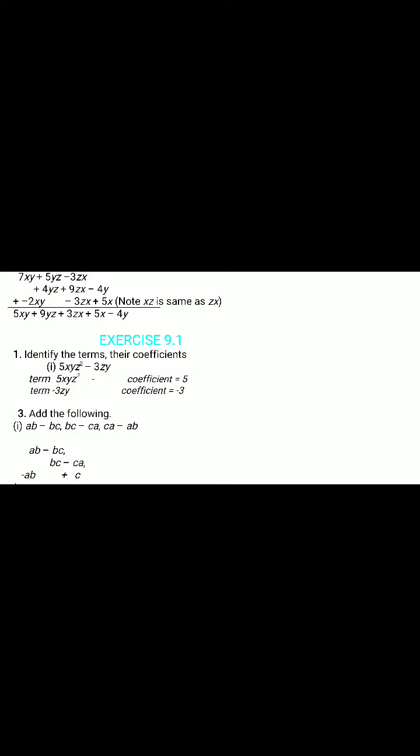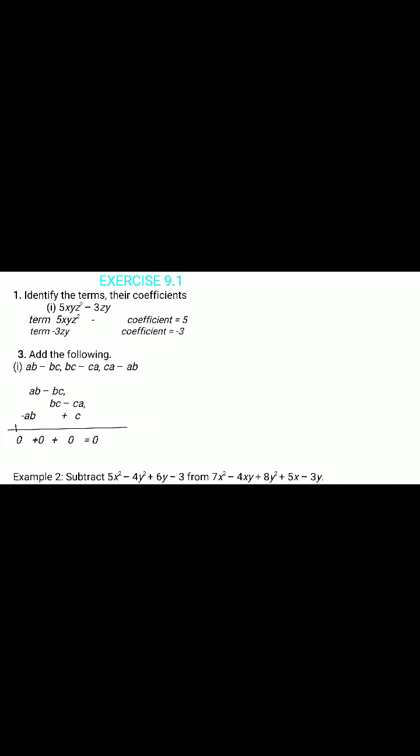Now there are a few questions from the exercise. Identify the terms and find their coefficients. 5xy z square: here the term is 5xy z square, its coefficient is 5. Term minus 3zy: coefficient is minus 3. Now you have to add these: collect like terms and then add them with their proper sign.